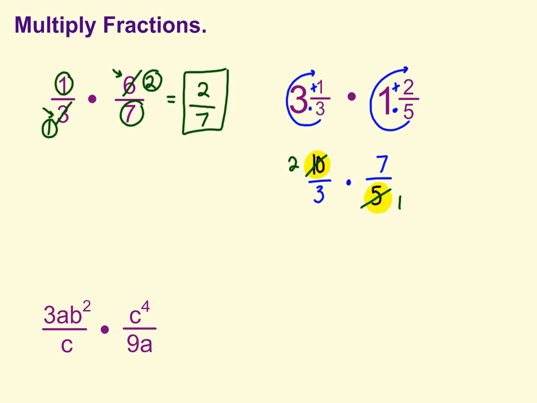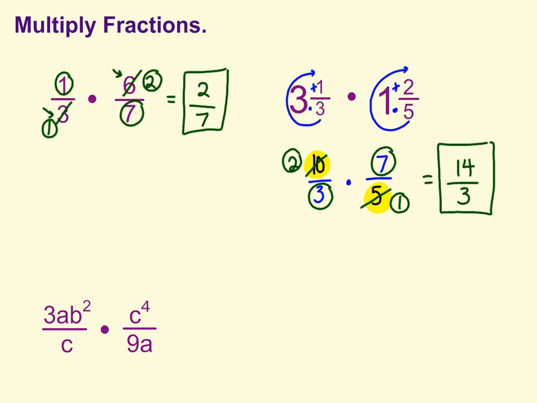Now we're going to multiply the numbers that we have left. You have 2 times 7 gives you 14 over 3 times 1 is 3. 14 over 3 is reduced, and even though it's improper, that's okay. We love our improper fractions. We can go ahead and leave it like that.